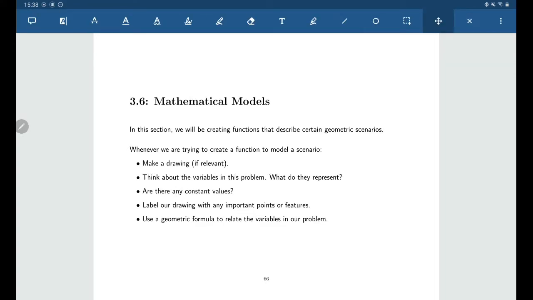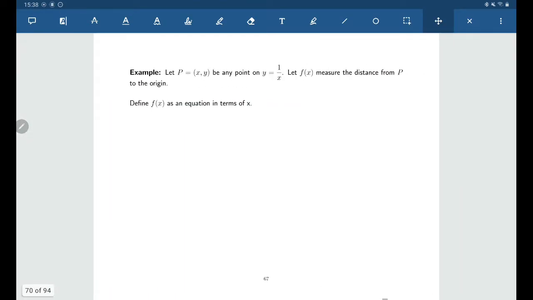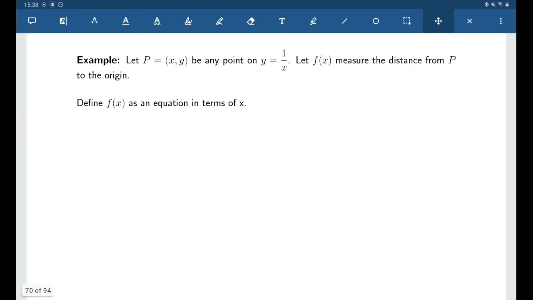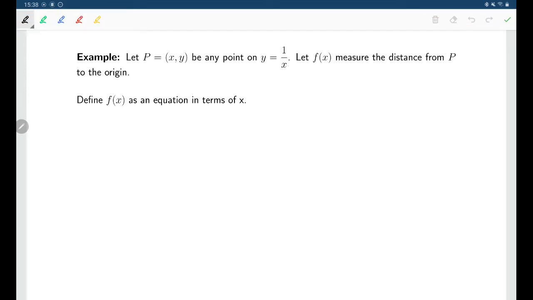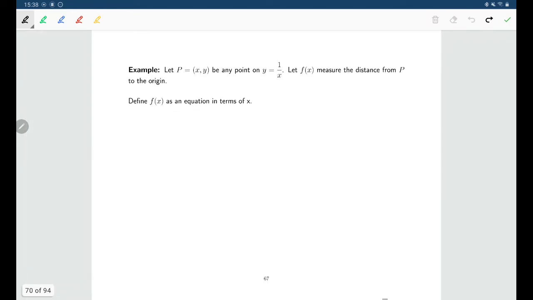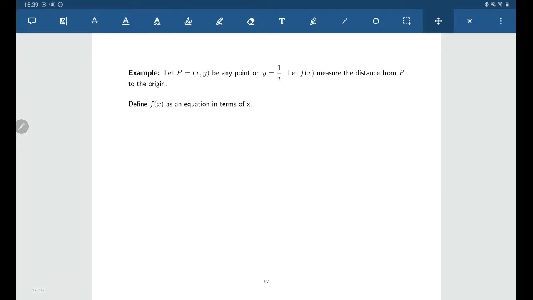So let's take a look at our first example, which is this. We have the graph y equals 1 over x, and we're taking any point on that graph. So P represents any point that happens to be on the graph of that function. And f of x, the function that we're going to create, is going to measure the distance from P to the origin.